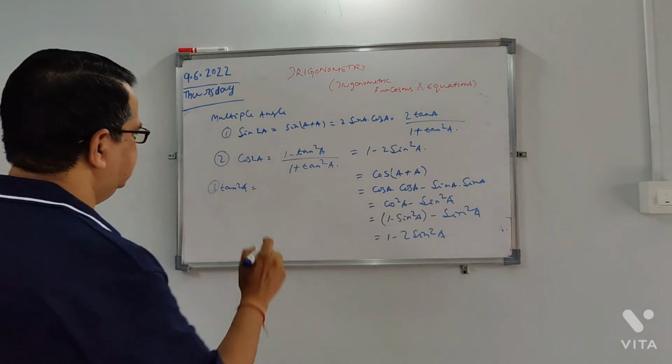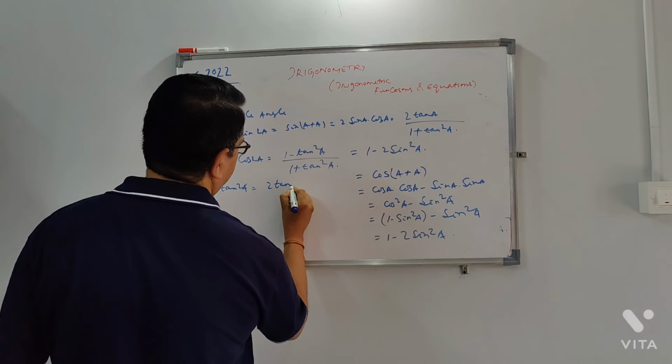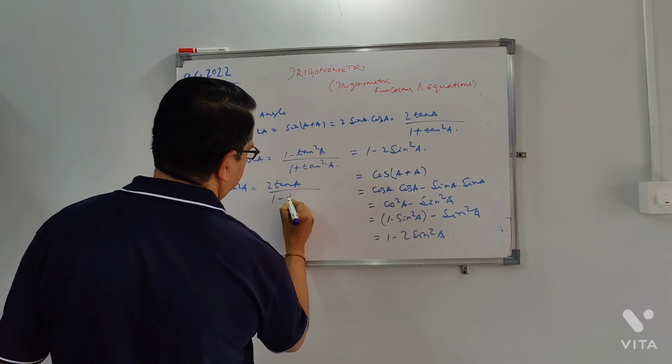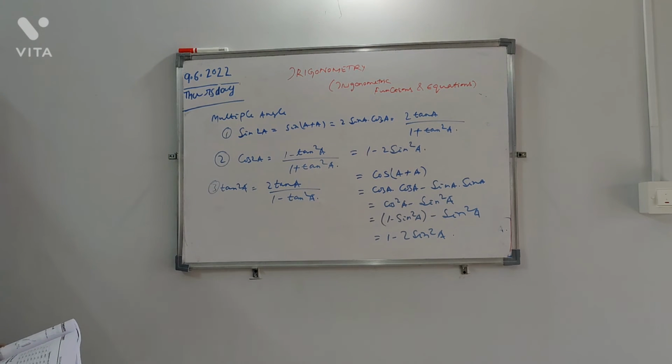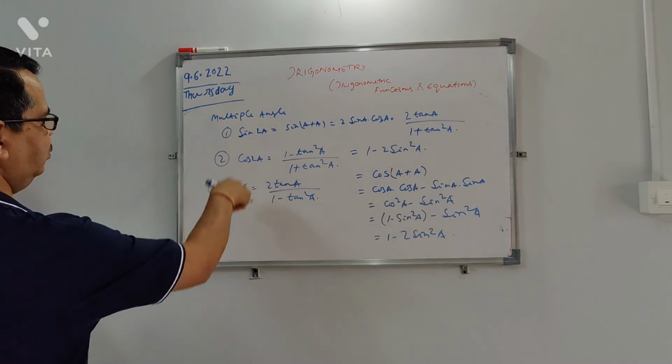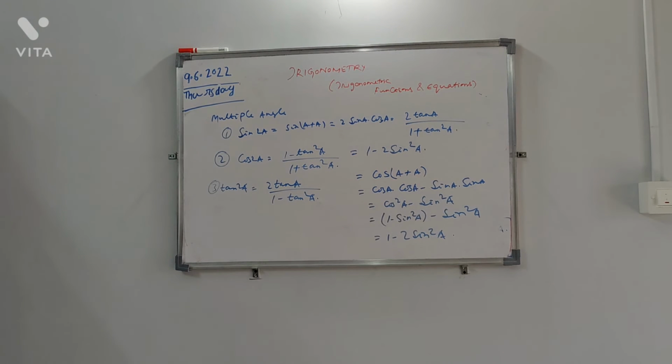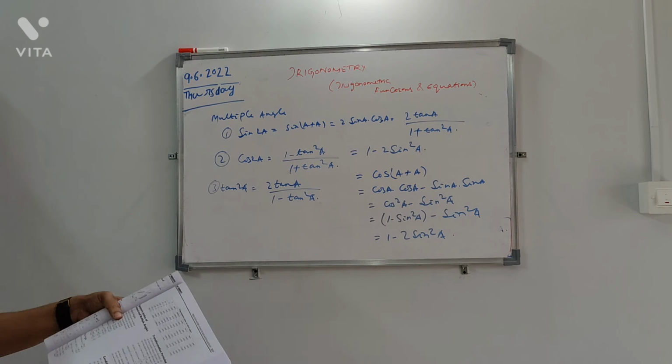So tan 2a is equal to 2 tan a by 1 minus tan square a. Then this is about 2a. These are called multiple angles. Now we will get into 3a.